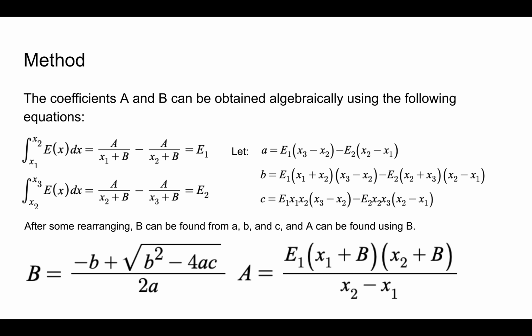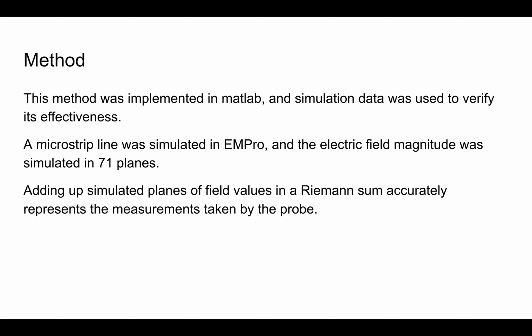This shows the method that we used to find the coefficients a and b. We were able to work backwards from two measurements, E1 and E2, to find b using the quadratic formula, and a was found using b. This method was implemented as a MATLAB function. The probe measurements were simulated using Riemann sums of the simulated planes.